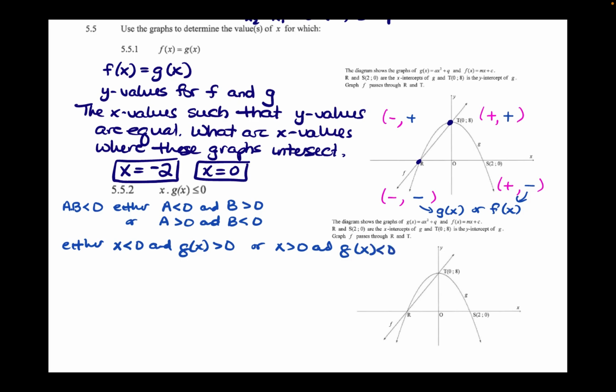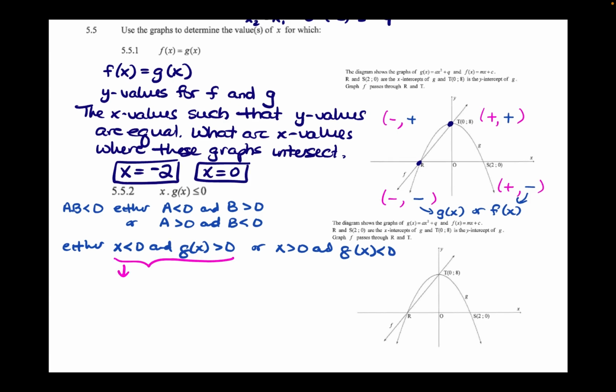For now, I'm ignoring the equal signs because that will happen when either x is equal to 0 or g of x is equal to 0, but we'll look at that at the end. So let's consider this first set of conditions. x is less than 0 in the second and third quadrants, here and here, and g of x is greater than 0 in the first and second quadrants, here and here. So in our second quadrant, we have that condition met.